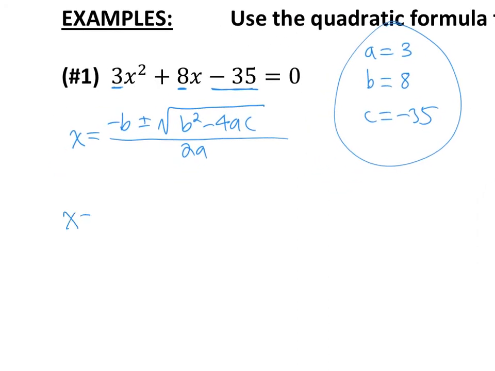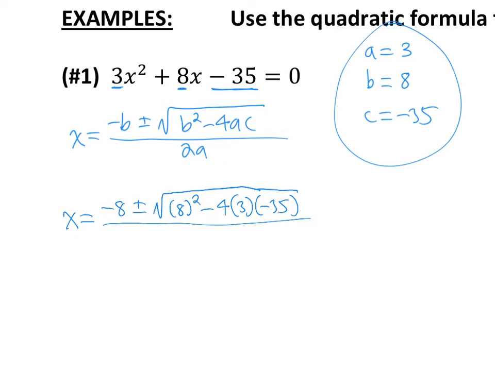So we have x equals negative b, or the opposite of b is another way to think about it. Opposite of 8 is negative 8, plus or minus the square root of b squared, which is 8 squared, minus 4, times a, which is 3, times c, which is negative 35. And it's all over 2 times a, and a is 3.